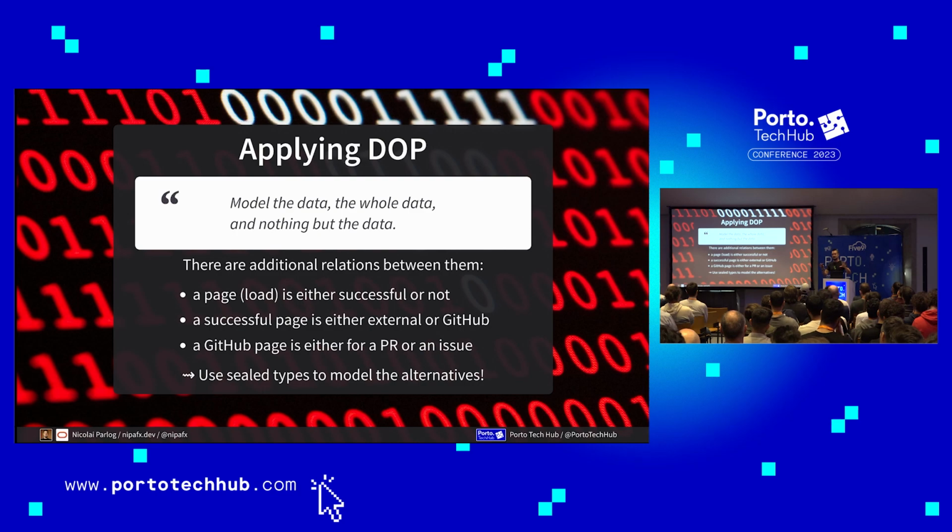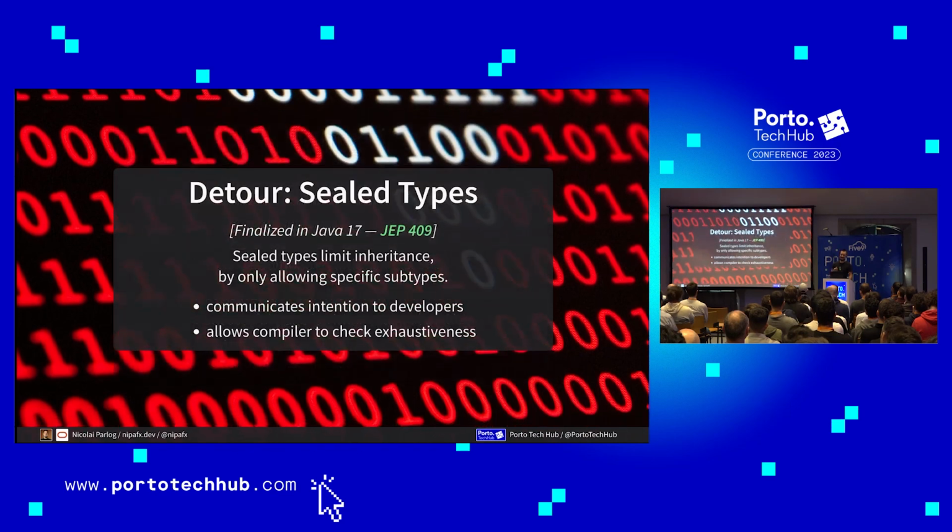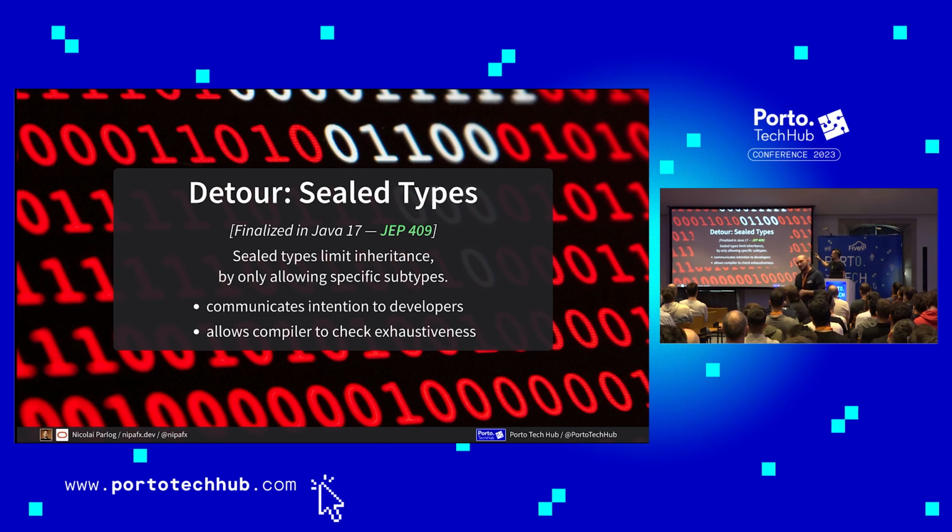And for these alternatives, we can use sealed types. Now again, if you're on 17, you might already have used sealed types, but I kind of doubt it because you can't really do very much with them. Sealed types allow you to limit inheritance by only allowing specific subtypes. You can have sealed interfaces and sealed classes, but a core sealed classes story is only focused on sealed interfaces. What you can do is you can say this interface has these n implementations. I'm going to name them, this and this and this, and that's all the implementations that there are. This communicates this intention to the developer, to your colleagues, but also allows the compiler to check exhaustiveness. We'll zoom in on the word exhaustiveness, but I'll come back to that later.